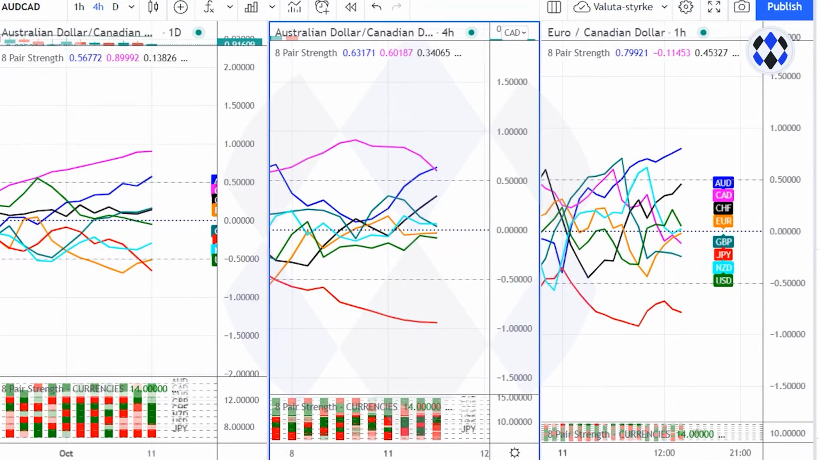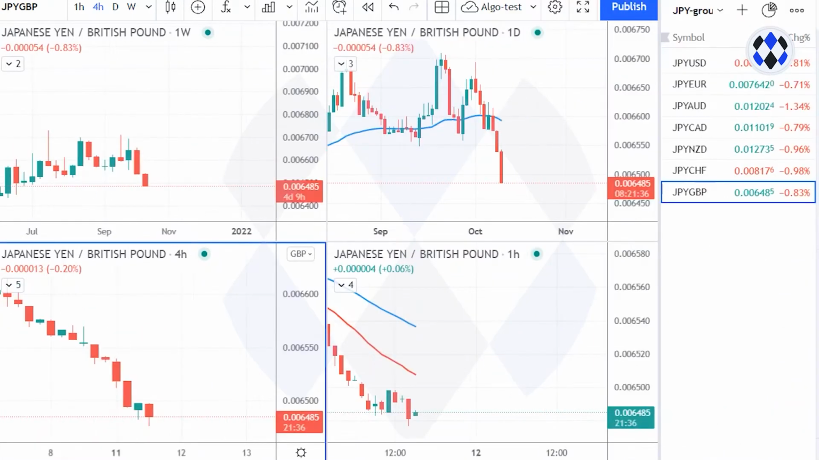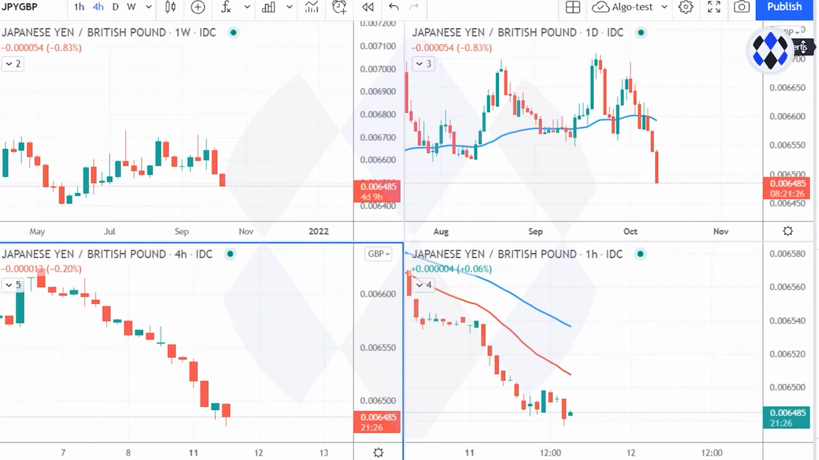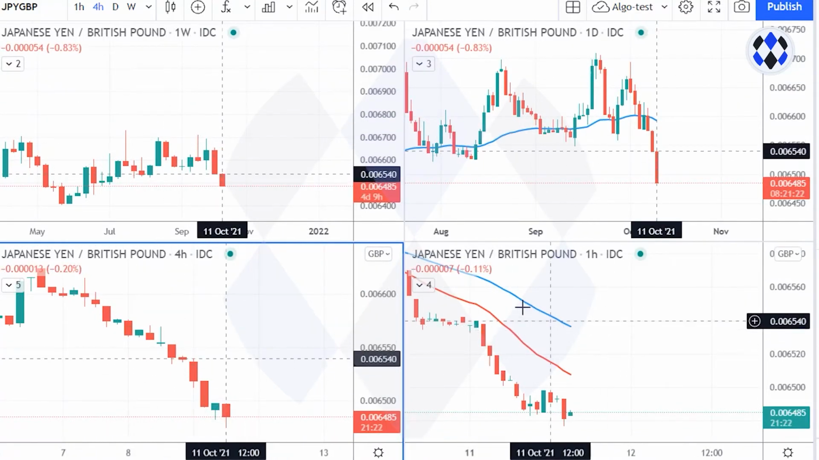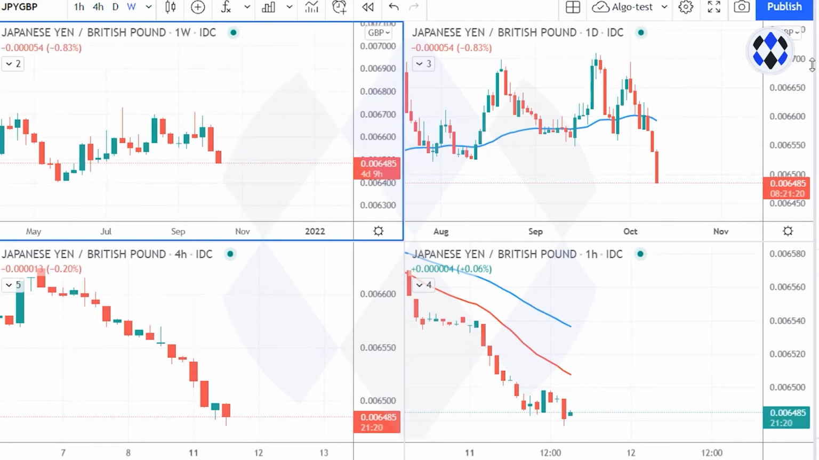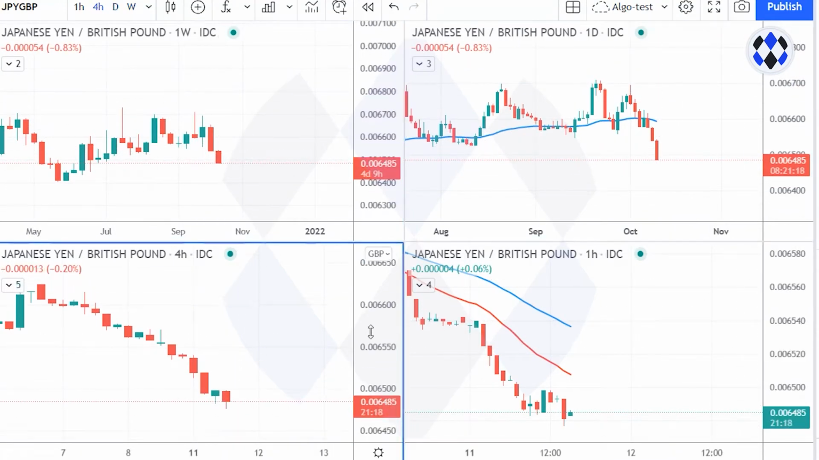So let's try and have a look here. As you know, I have constructed these currency groups. Here we have the yen group in TradingView, with yen as the base currency in all of them. And here we can see a weekly, daily, 4-hour and 1-hour time frame to see if we can spot some sort of good trades.